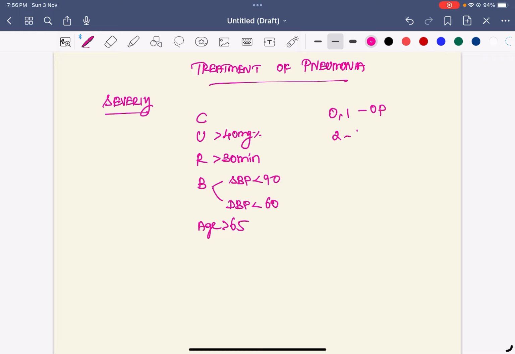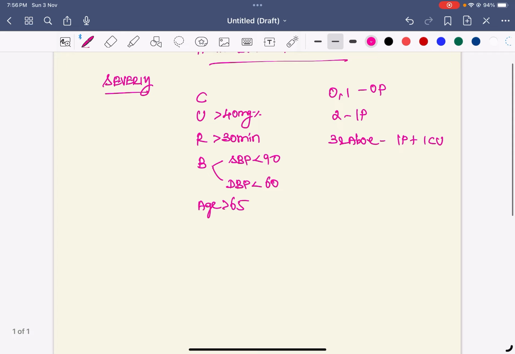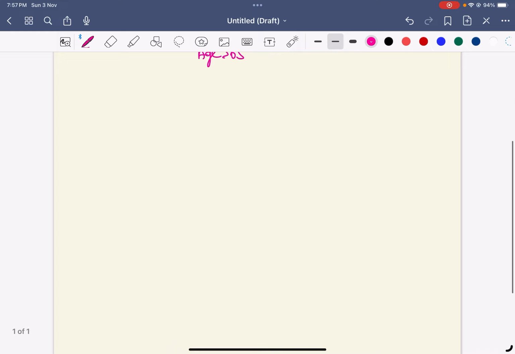So if the score is 0 or 1, treat on OP basis. If the score is 2, treat on IP basis. If the score is 3 and above, treat on IP basis with the ICU setup. The score is somewhat obsolete because if a patient has a respiratory rate more than 30, the score may come as 1. Or if a patient has shock as well, the score may come as 1, you can't treat them on OP basis.